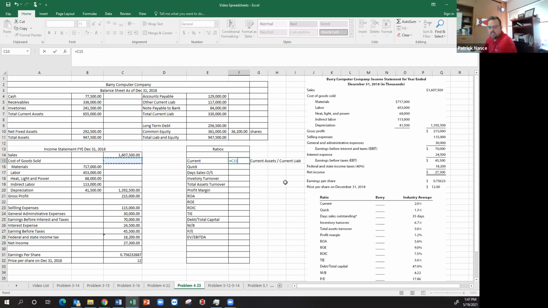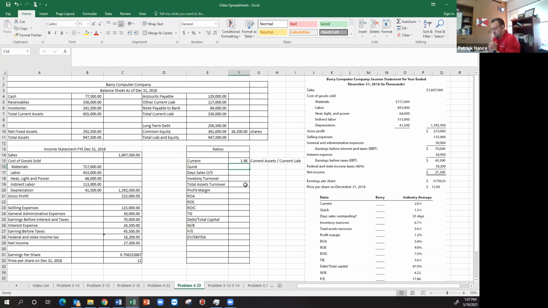So my current assets in this problem, 655,000 divided by 330,000, which is my current liabilities. So 1.98. That means I've got roughly 2 times the amount of current assets as I do current liabilities. Notice the industry average is about that. So I'm right near the industry average, which means it's about the same as everybody else in my industry.